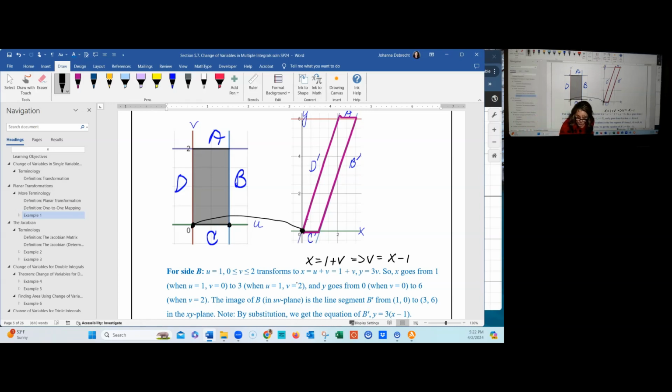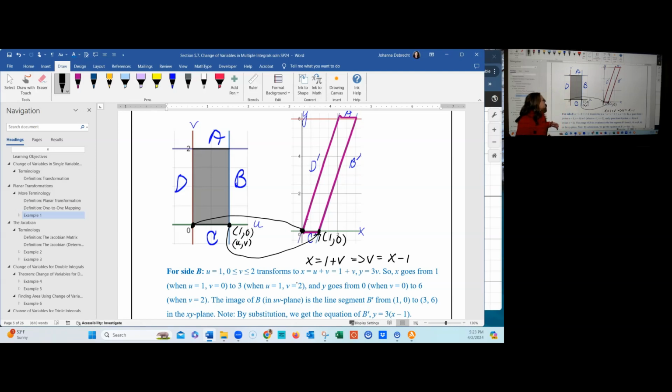Well, if this is the point 1, 0 in the UV plane, then if x is equal to u plus v, but v is 0 and u is 1, then in the xy plane, the x coordinate has to be 1. What's the y coordinate? Y is 3 times v, so 3 times 0 would give me 0. So it's going to map it to 1, 0, which gives me this side here. So this point maps to that point.